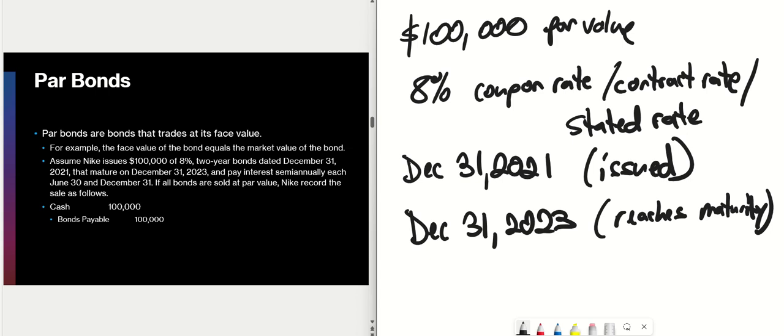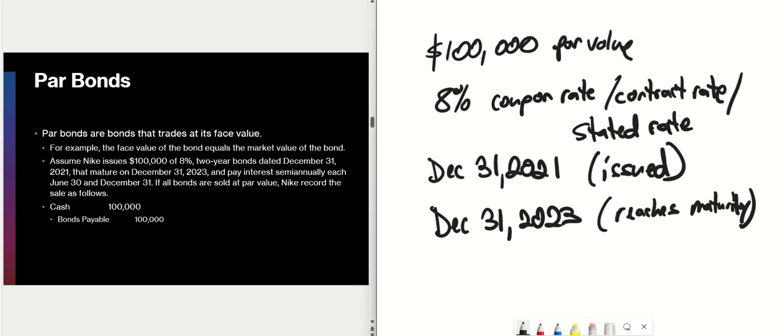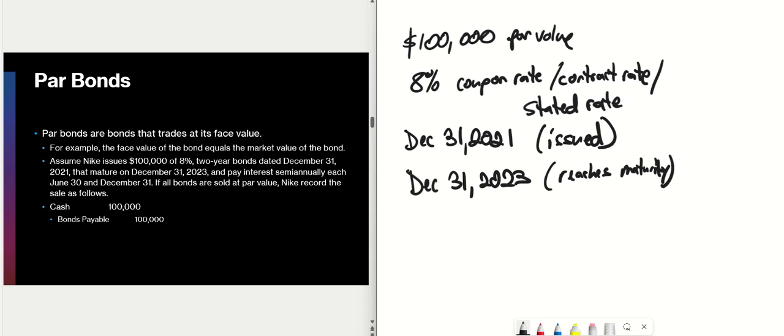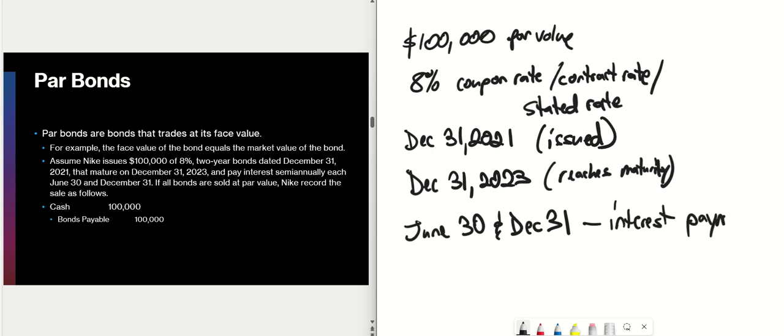All right, and pay interest semi-annually each June 30th and December 31st. Okay. So let me zoom out here on this whiteboard. All right. So on June 30th and December 31st, that's semi-annual, interest payments are going to be made. Interest payments are made on those dates.